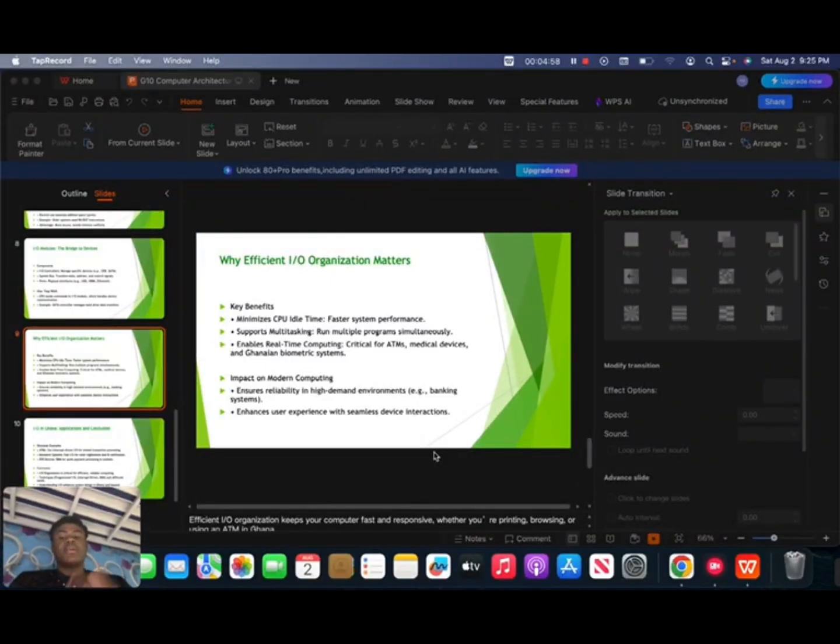My name is Sylvester Mohammed. I'm going to be talking about why IO organizations matter. That's to say, the benefits of input output system organizations.